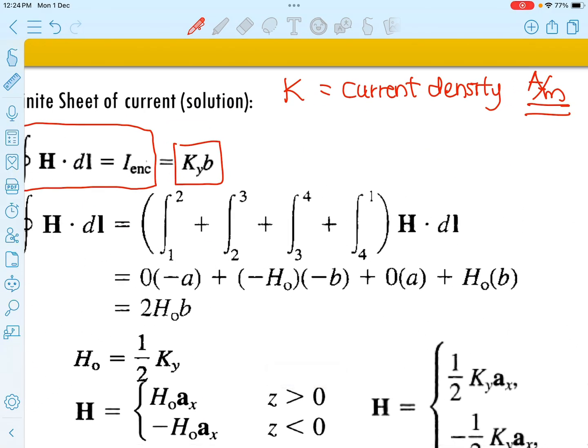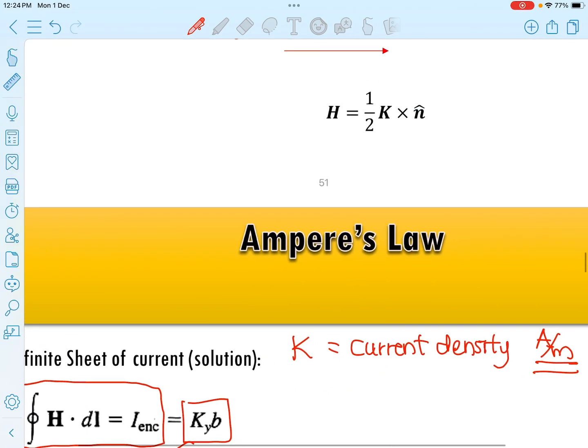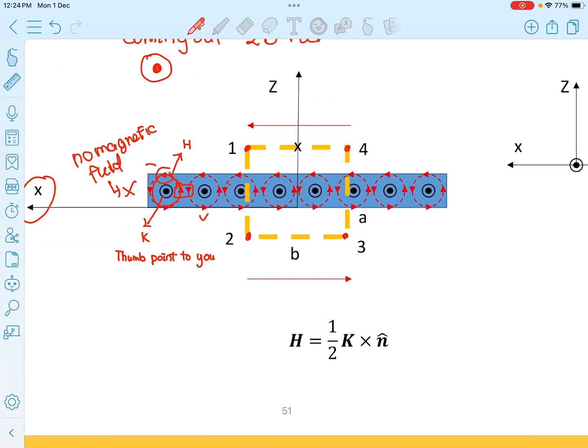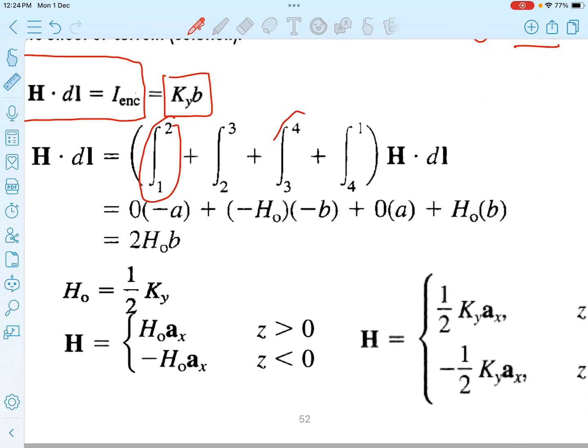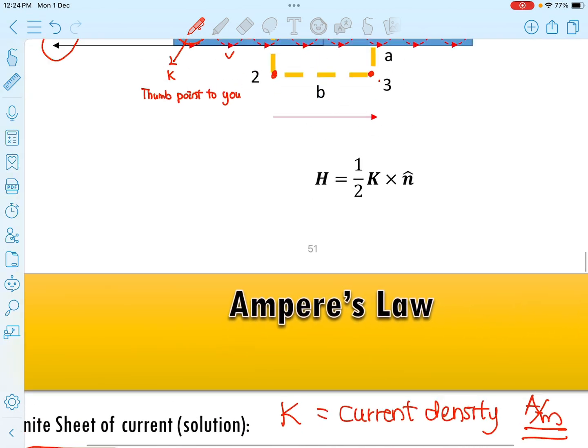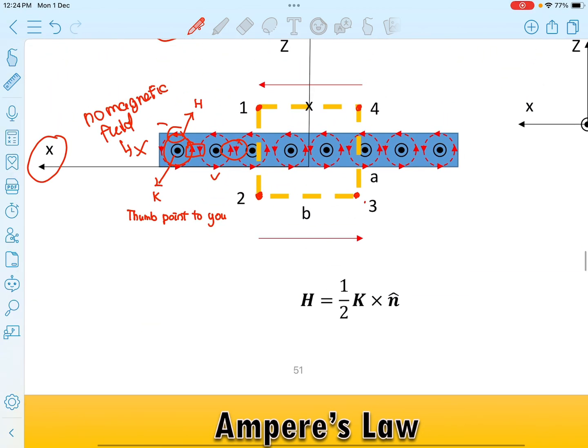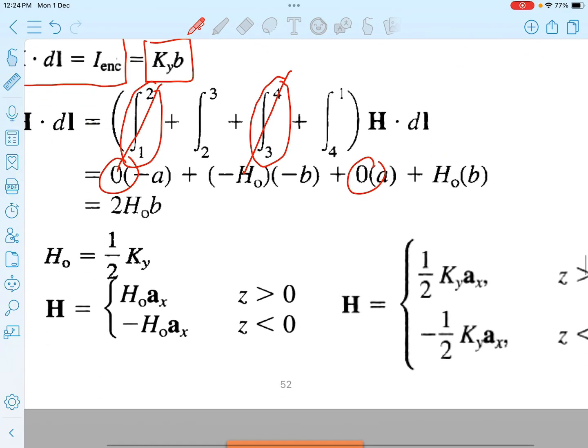For 1 to 2, remember the magnetic fields cancel each other. So there is no magnetic field from 1 to 2 and from 3 to 4. They are 0. And for 2 to 3, if you use your right hand rule, the magnetic field will be in these directions. The magnetic field is in the negative x direction.